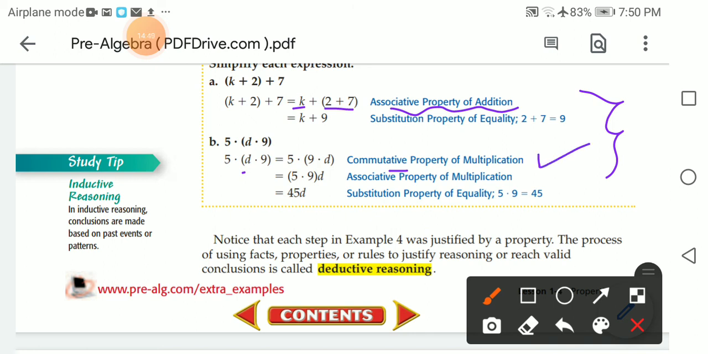Excellent. Then after I changed the places, what should I do now? I put here the number with the other number 5 in the group. This is grouping. Regrouping means associative property. And if you have multiplying here, it's the associative property of multiplication. Easy, easy. So here 5 times 9, 45d. This is substitution. I put here substitution property of equality, okay?